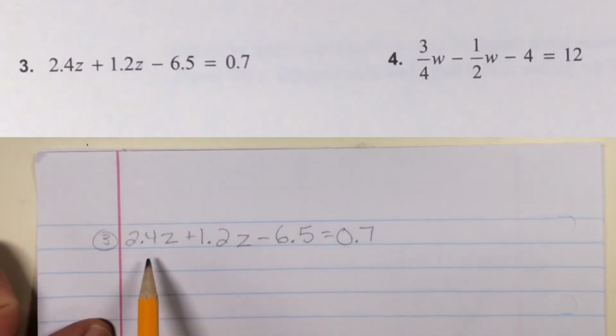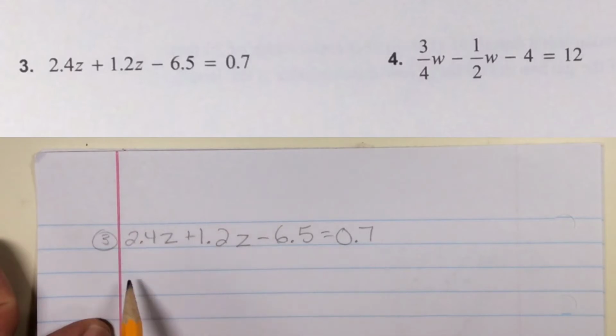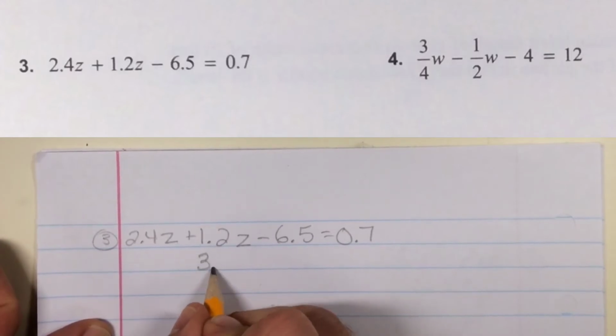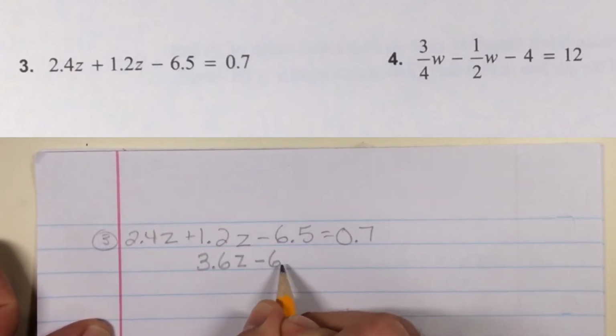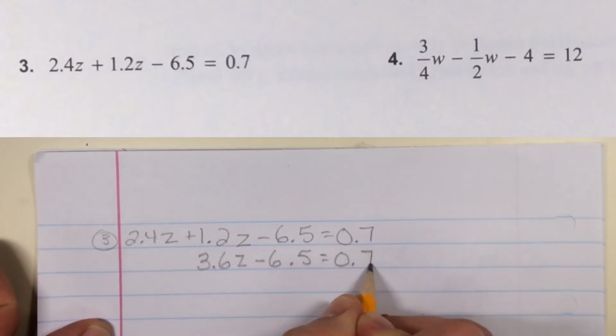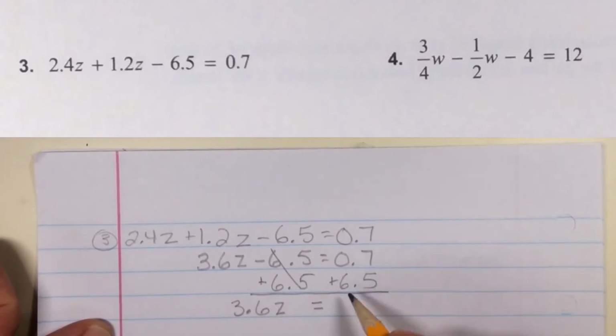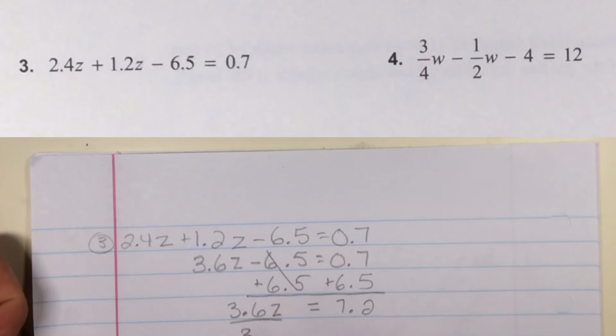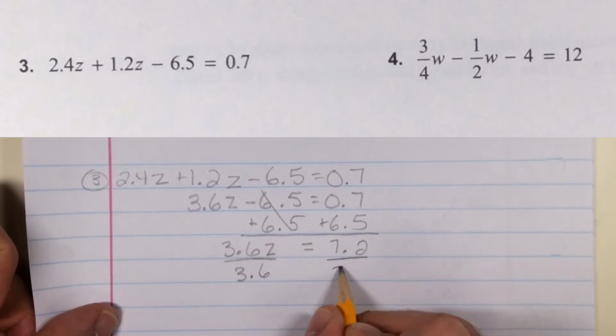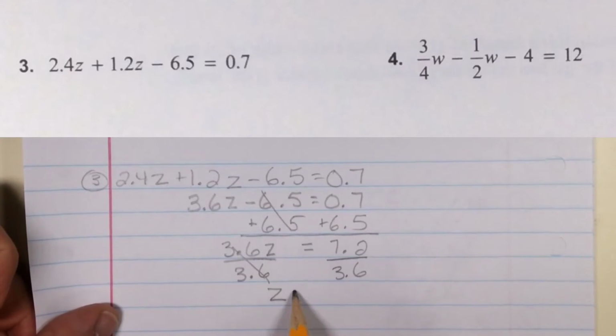For number 3 here, we're going to simplify this side before we do anything else. 2.4z plus 1.2z gives us 3.6z minus 6.5 equals 0.7. Now we'll add 6.5 to both sides, leaving us with 3.6z equals, same sign, add and keep, line up the decimals, 2, 7, bring it down. Now we divide by 3.6, and z equals 2.